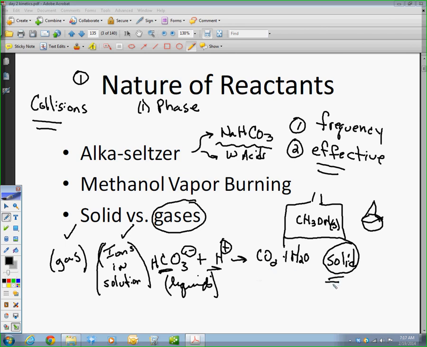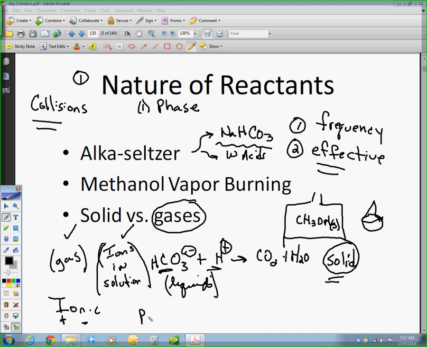The other key thing about the nature of the reactants, what kind of reactants are we working with? Ionic compounds, for example, will always react faster than molecular reactants because they have ion charges. The Coulombic forces, and that's the Coulombic attractions, will increase the rate of the reaction because they make the collisions more effective because they're driven by the charges.